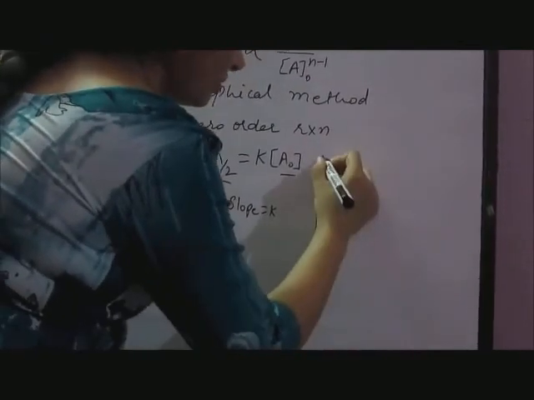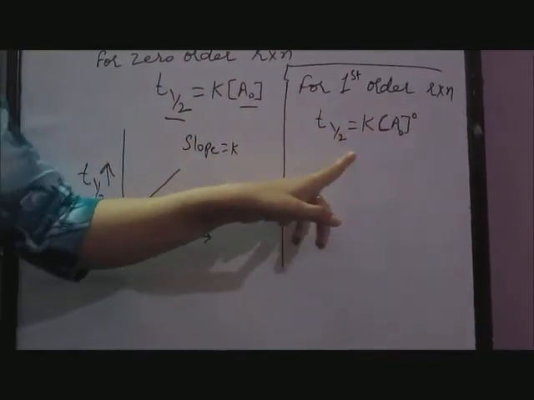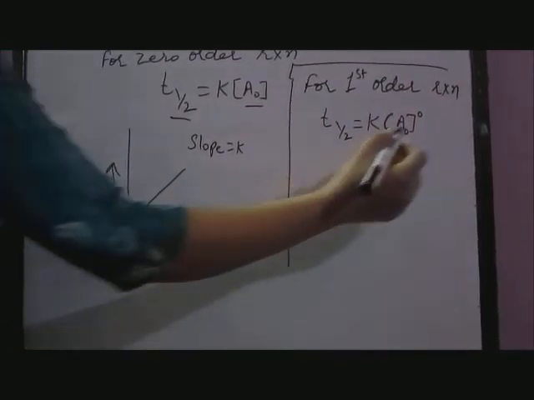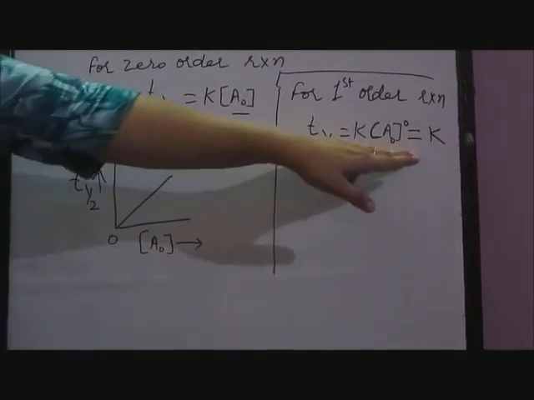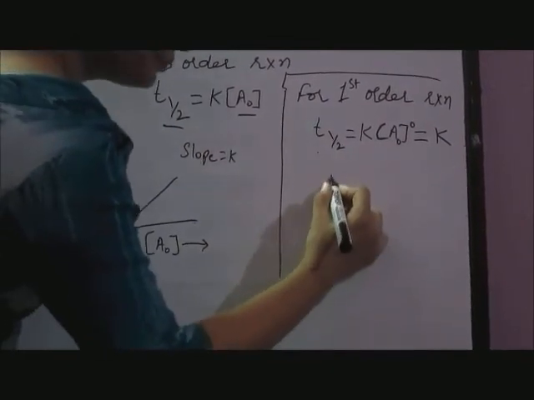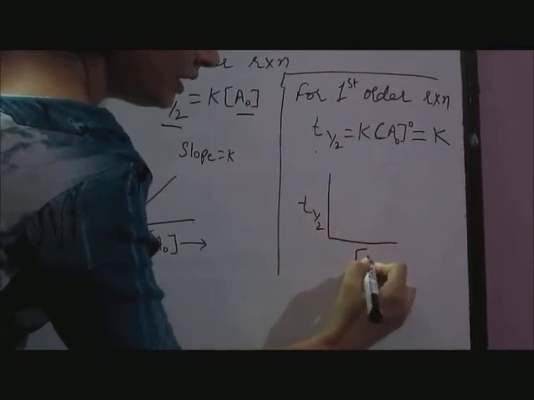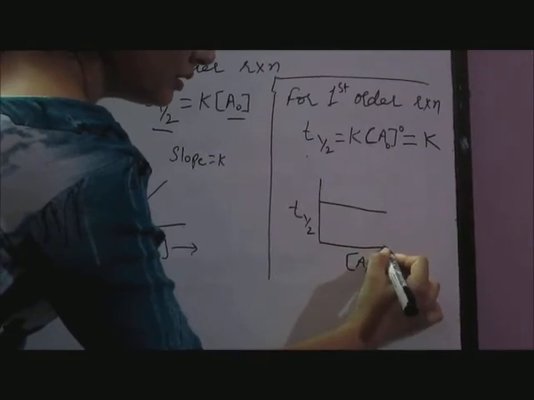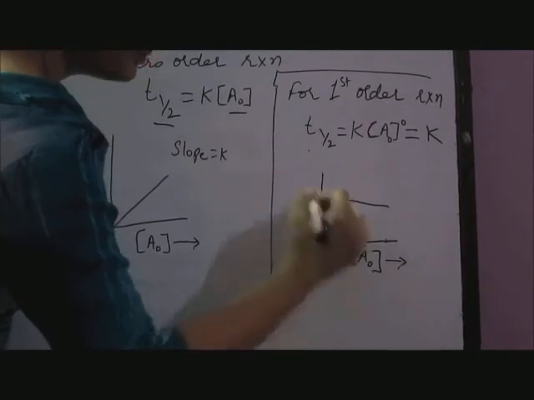For a first order reaction, t half is equal to K times initial concentration raised to power 0. It means t half is independent of the initial concentration for a first order reaction. If we plot a graph between t half and initial concentration, it comes out to be a constant line parallel to the concentration axis.